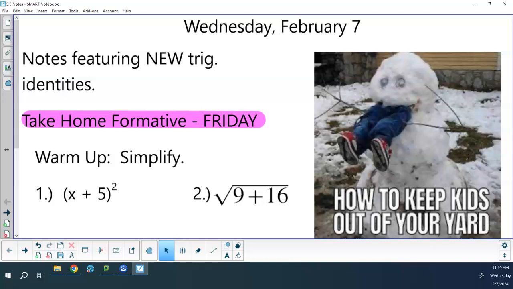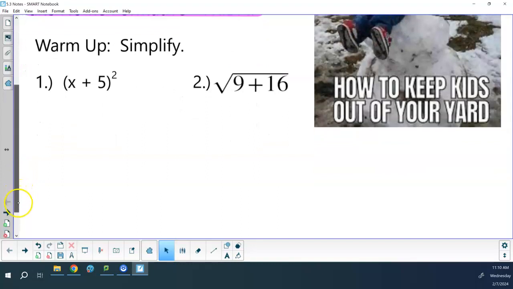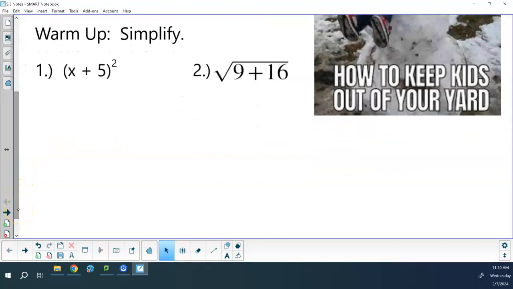Okay? So let's do these warm-ups together. Okay? So if I'm looking at the first one, what does that truly mean? Does not mean that x equals 5, no. Okay, so go one step before that. What does it truly mean? X plus 5 times x plus 5. Yeah.